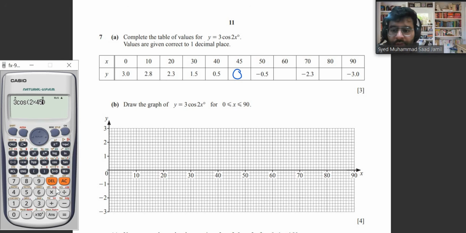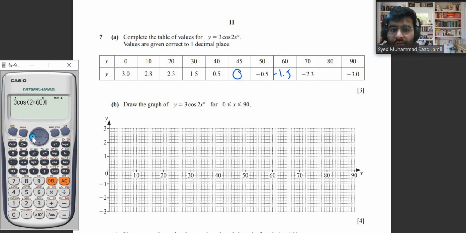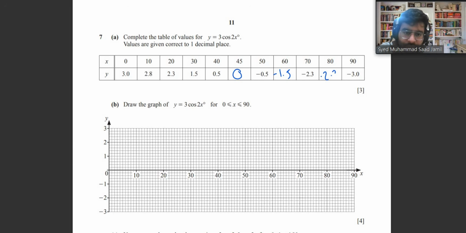Next question, it's 60. So I will write 60. It's negative 3 upon 2, negative 1.5. Then we have 80. So it's negative 2.819. Alright, so negative 2.8. So that's how you guys fill these boxes.